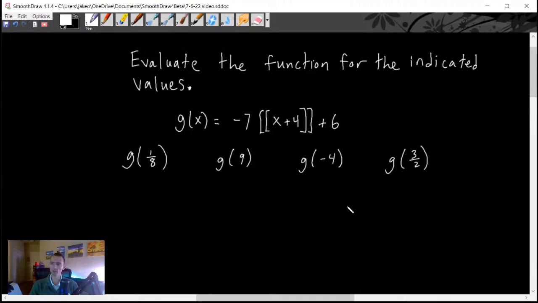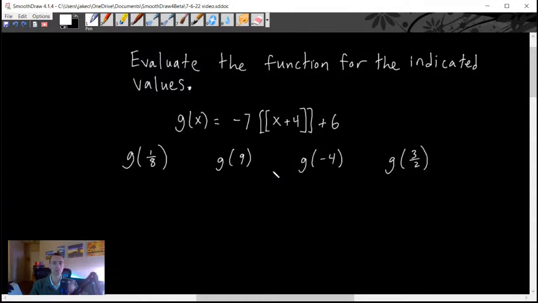But before we get into how to do that, I want to take a step back and think about what this function is. g of x equals -7 times basically this step function component of this equation, where what's in the step function part is x plus 4, and then plus 6 after all that. So what does this mean, these little brackets here? This is what is called a step function when you have these brackets like this. Basically, what it means is you're taking the lowest integer that is equal to or less than whatever is inside the brackets here.